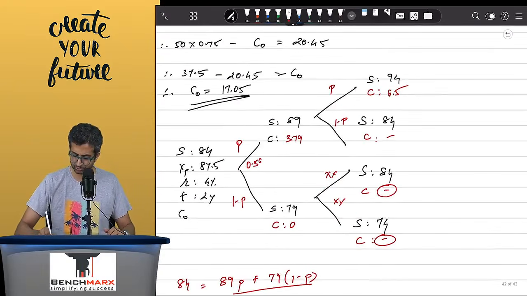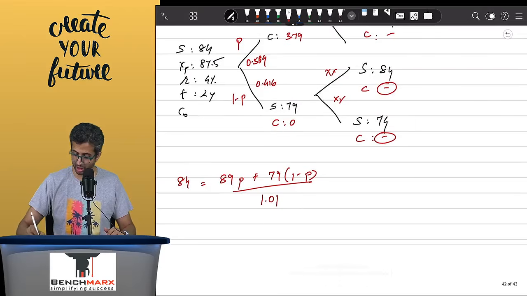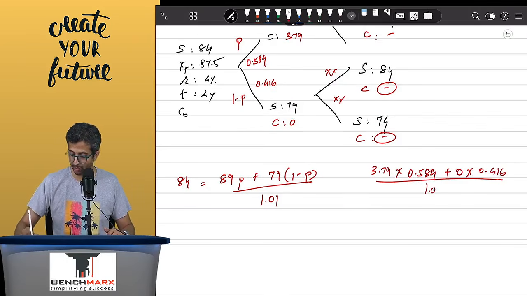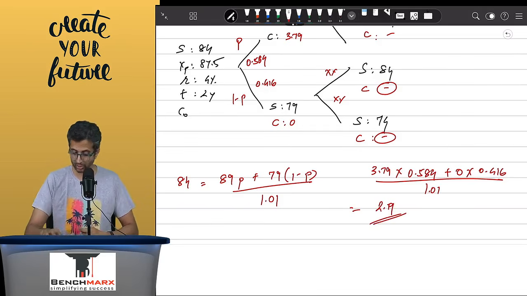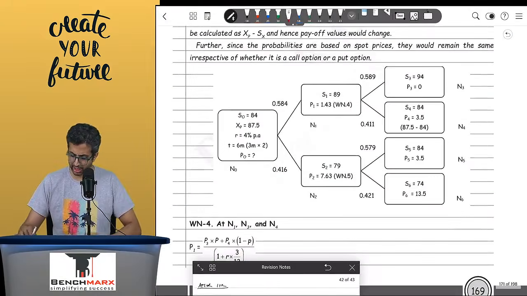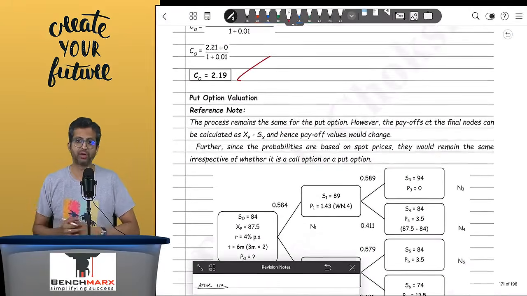0.584, 0.416, and if you want to find the option value, you will say that okay, 3.79, the possibility of this event happening is 0.584, 0 rupees, this event happening is 0.416, upon 1.01, and if you solve this, this is 3.79 into 0.584 upon 1.01, and your answer should be around 2.19. So this will be the premium that you should be prepared for a call option. Okay, so if you verify this at the end, you will see that this is 2.19, the value for a call option.